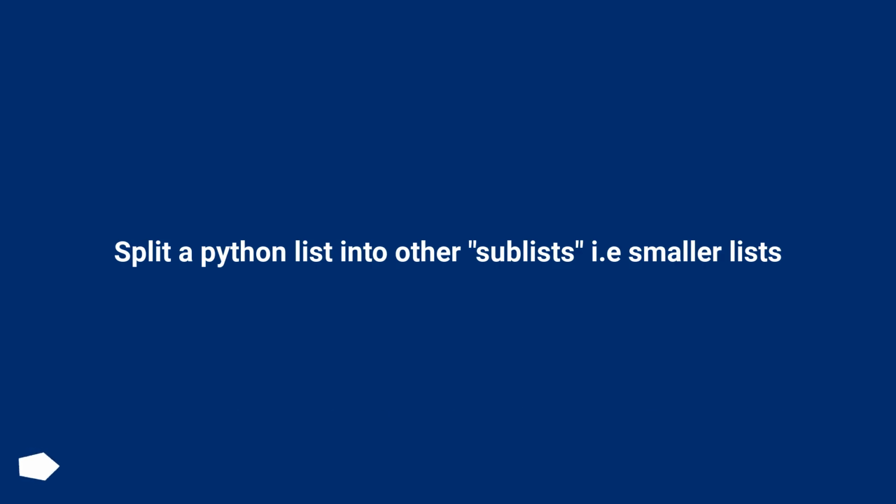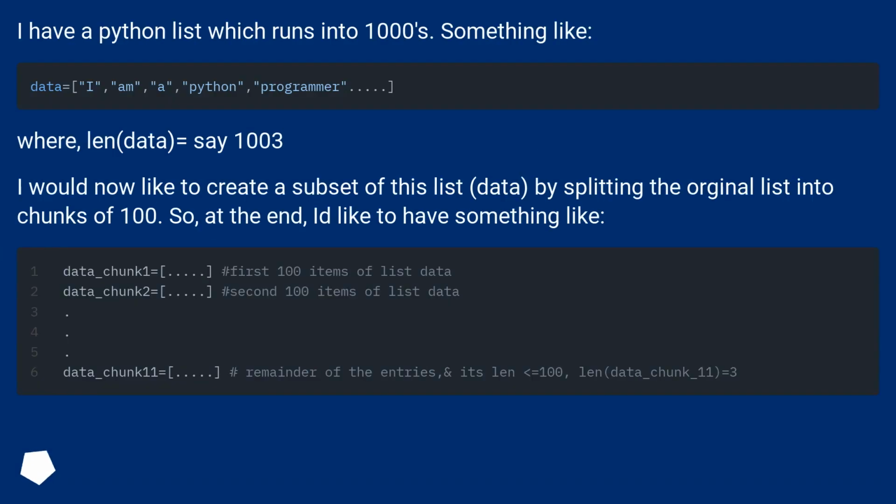Split a Python list into other sublists, i.e. smaller lists. I have a Python list which runs into 1000s. Something like, where len(data) equals say 1003.